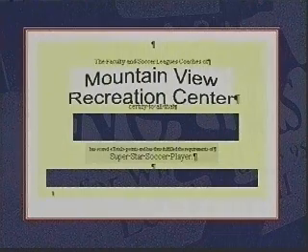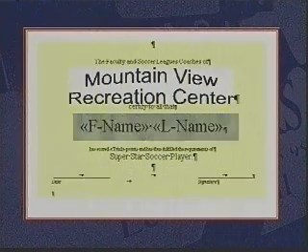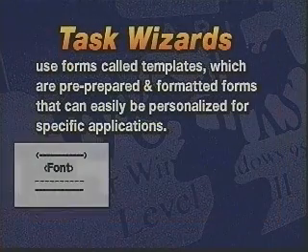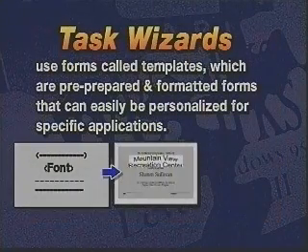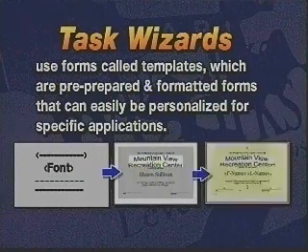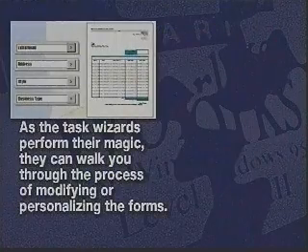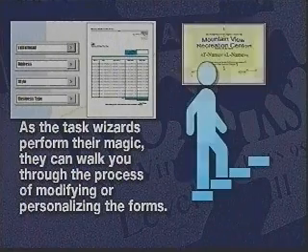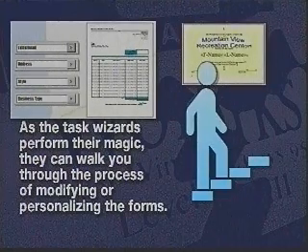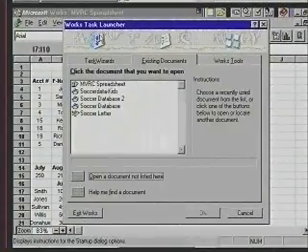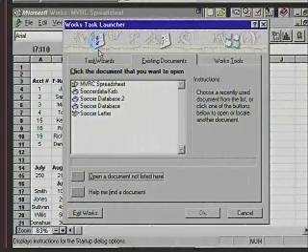Let's quickly create a certificate form by using one of Works' most productive time-saving features, Task Wizards. Task Wizards use forms called templates, which are pre-prepared and formatted forms that can easily be personalized for your specific applications. As the Task Wizards perform their magic, they can at times actually walk you through the process of modifying or personalizing the forms. Suzanne, click on the Task Launcher. Now click on the Task Wizards tab.